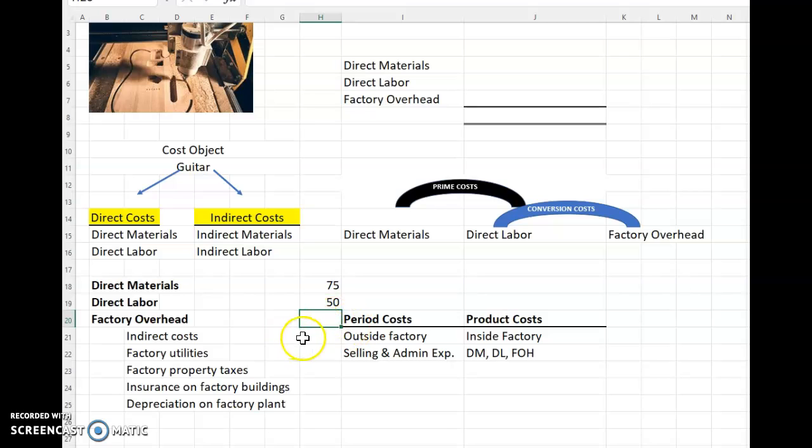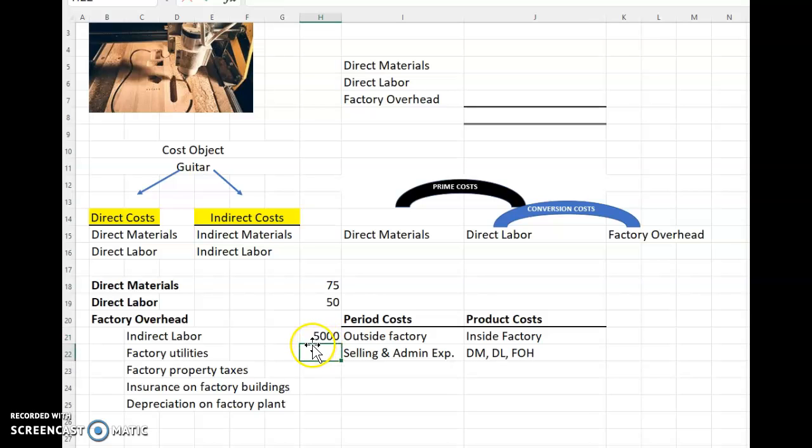Now let's talk about factory overhead. All of these indirect costs go into factory overhead. We can't directly trace it to one guitar, so let me show you how we do it. So for the indirect cost, we may have indirect labor. Let's say that we actually pay the supervisors $5,000, so indirect labor would be $5,000.